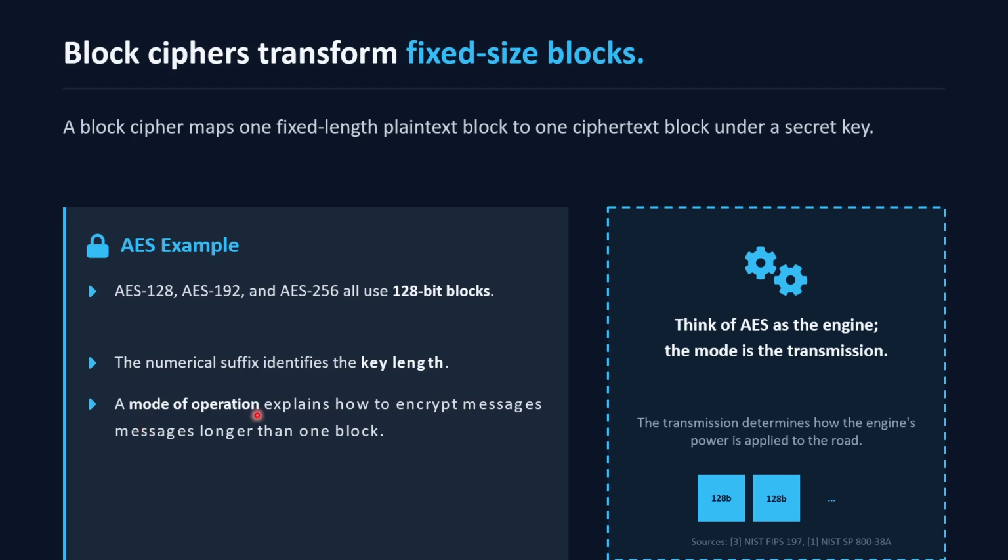Okay, so a mode of operation explains how to encrypt messages longer than one block. So we are making it multiple blocks. Think of AES as the engine, and the mode as the transmission. The transmission determines how the engine's power is applied to the road. So if AES is the engine, it depends on the mode of the transmission.